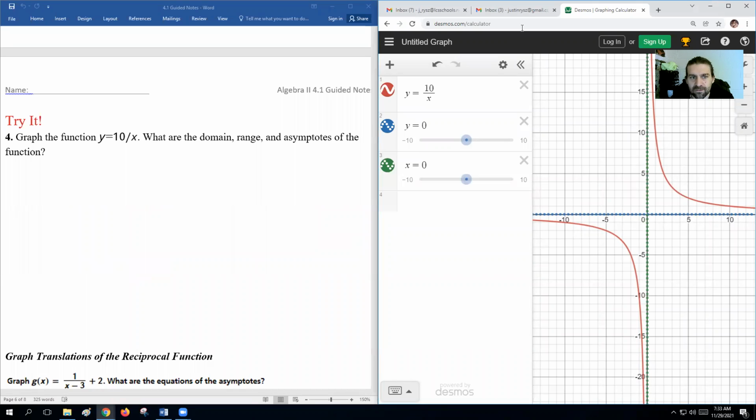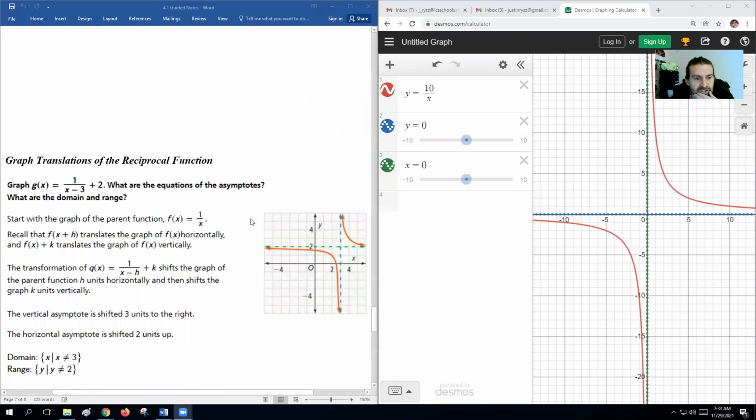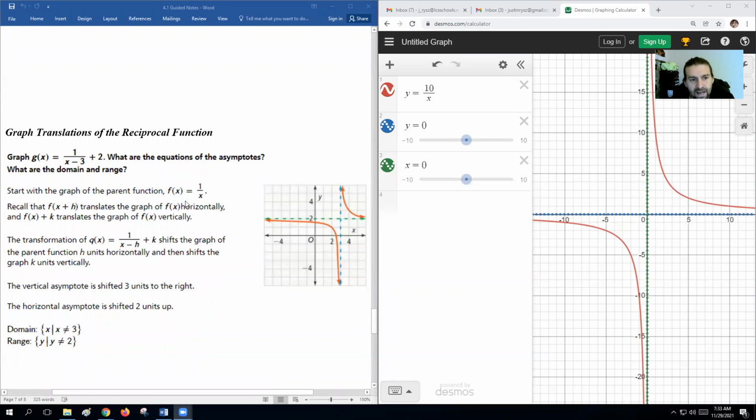Okay, so how does that relate if we have a slightly more complicated function? If we look at a more complicated function like 1 over x minus 3 plus 2, all that does is just translate our graph over. So you can see this k number up here at the top doesn't have any effect on where our domain and range are, but the numbers underneath and to the side do.